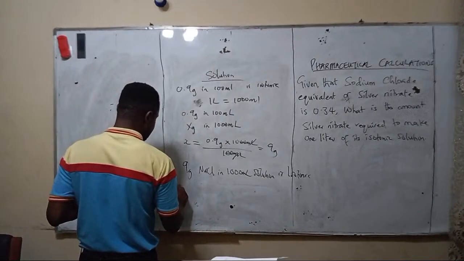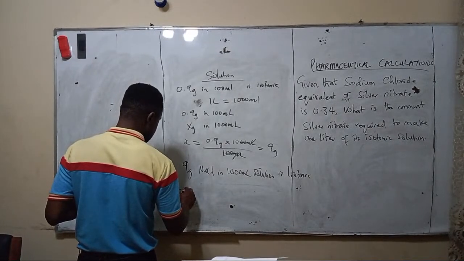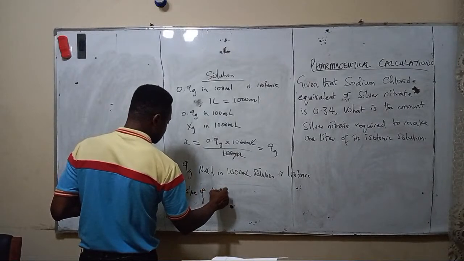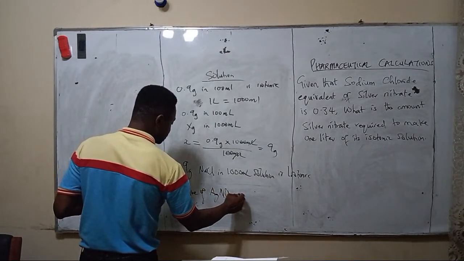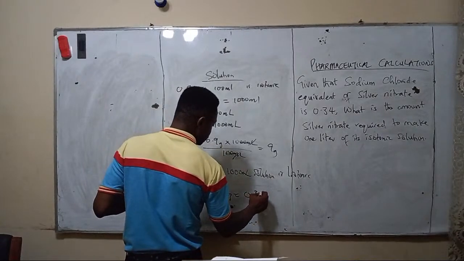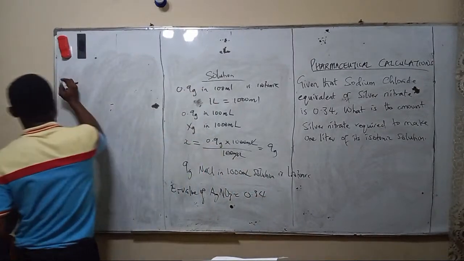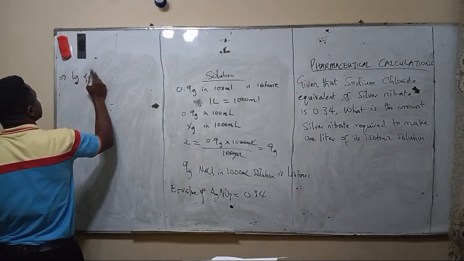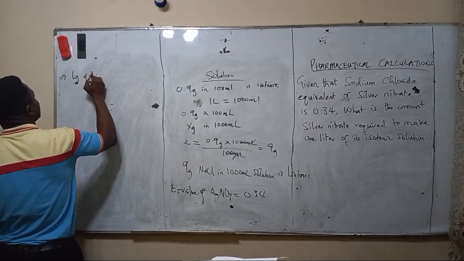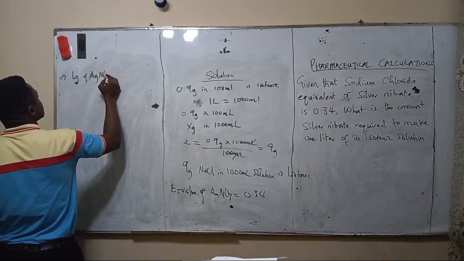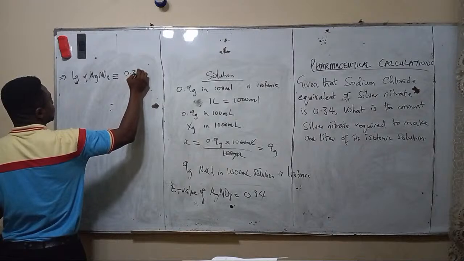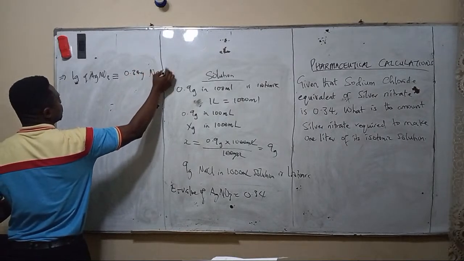0.34. The E value of silver nitrate is equal to 0.34. This implies that 1 gram of silver nitrate is equivalent to 0.34 gram of sodium chloride. That's the meaning.